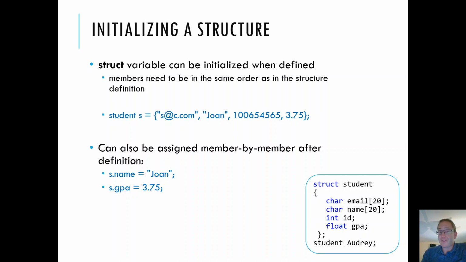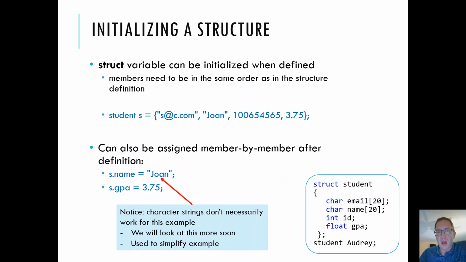I can also do it after the definition, so s.name is equal to Joan, but if I want to do it all in one go, I can technically do this. I don't do this very often myself. I'm error prone, so unless I really know what's going into that structure, I won't do that all in one line myself. But feel free to do that yourself.